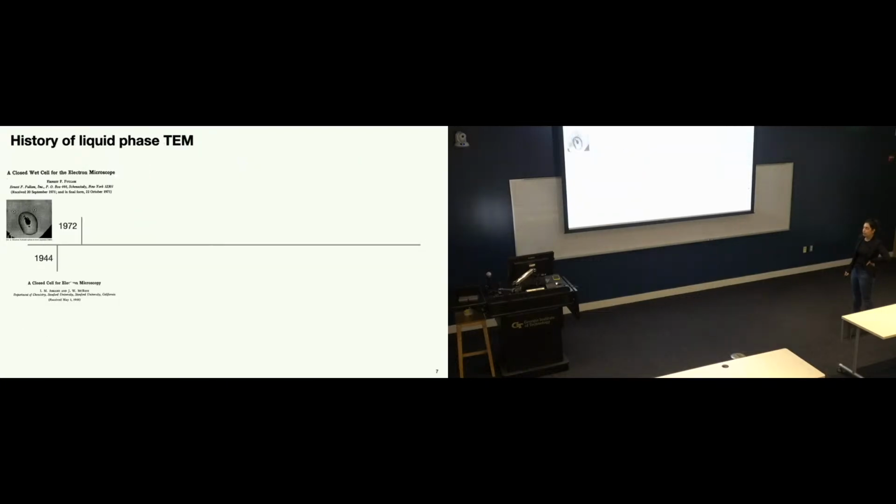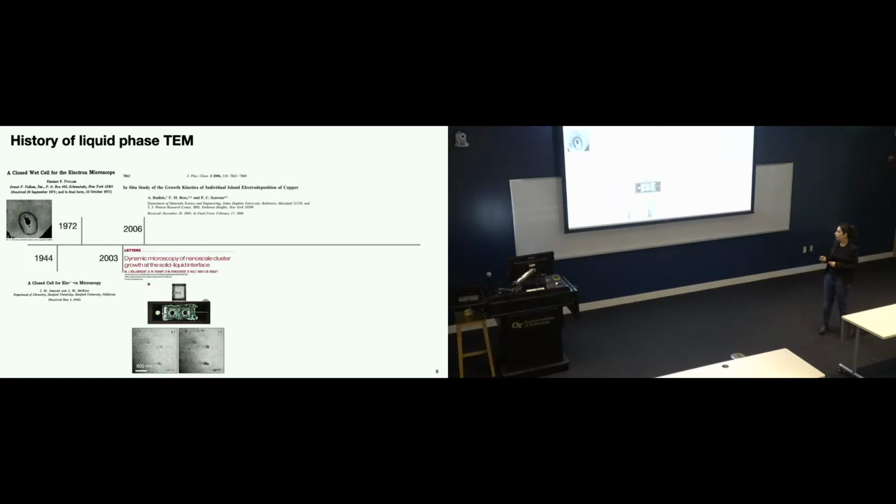The idea of using TEM for looking at liquid samples started back in 1944. The first paper is a closed cell for electron microscopy work that was done at Stanford, where they were thinking of how you can, for example, have a polymer film or a Formvar film and then put liquid in, encapsulate it, put it in a TEM and look at it. So the idea existed. We all knew that we can encapsulate a liquid sample and put it in a TEM so that we can look at the nanoparticles or materials that are in the liquid phase.